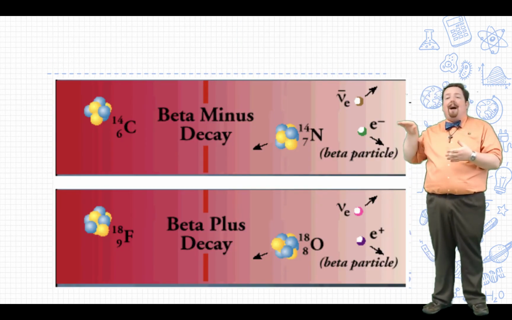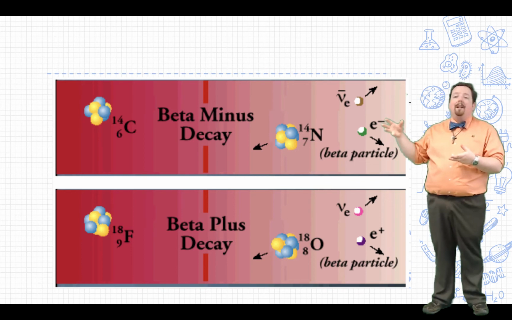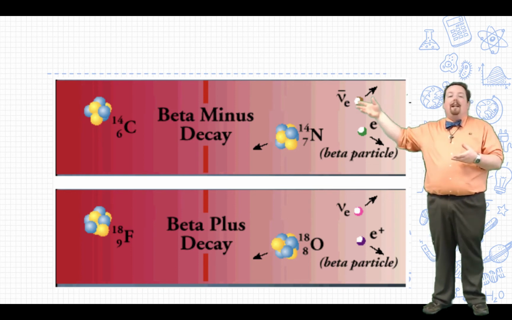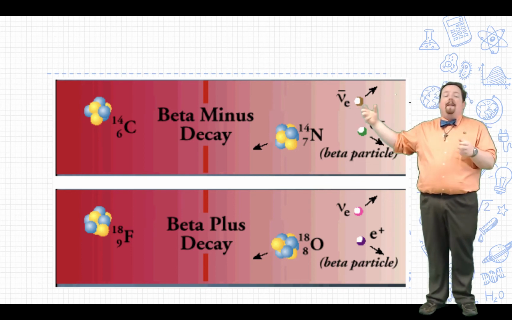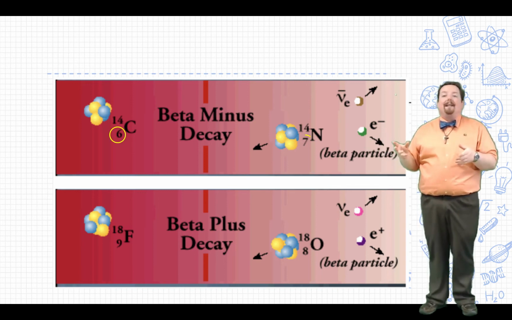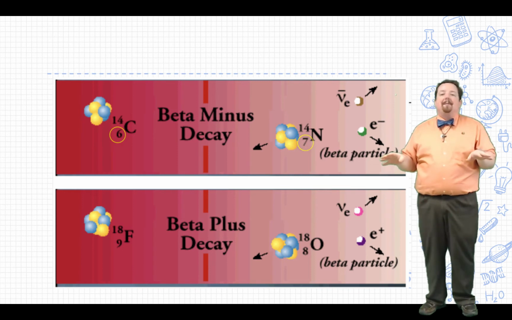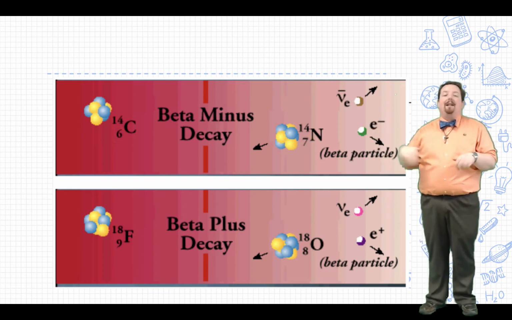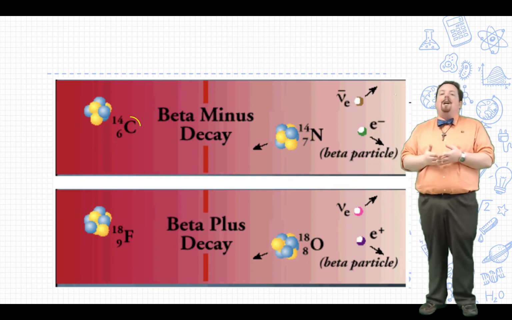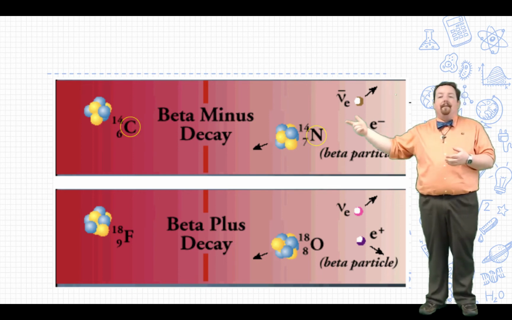So we can have beta minus decay, in this case where carbon releases one of the electron quarks from one of its neutrons. This adds a proton, so it adds a number to our atomic number. But it doesn't change the mass, because all we did was take out an electron, and electrons don't weigh anything. So this took our carbon and turned it into nitrogen.